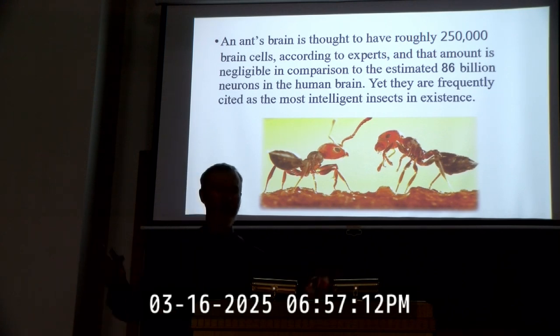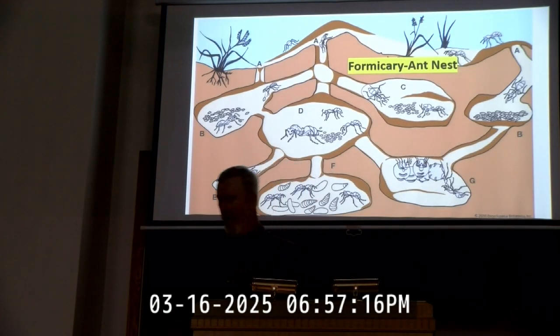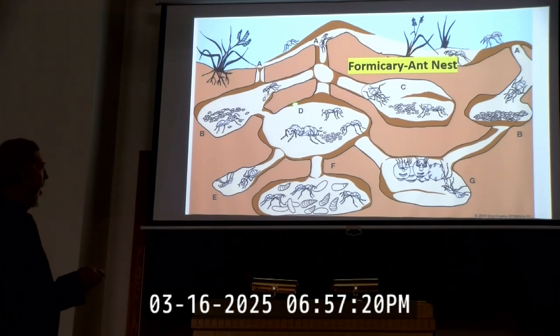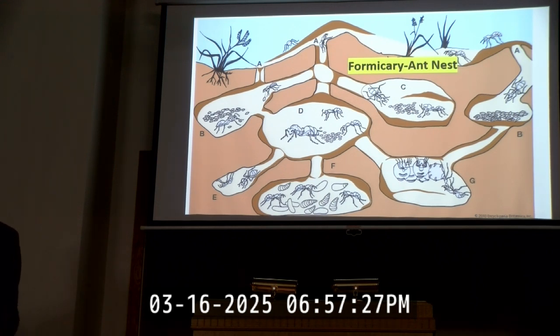You could just go on and on. And so certainly the ants are very intelligent. Well, the anthill, the formicary, you can see that obviously they're very complex. Now remember, if these ants can't talk to one another, who knows how to set this organization up?